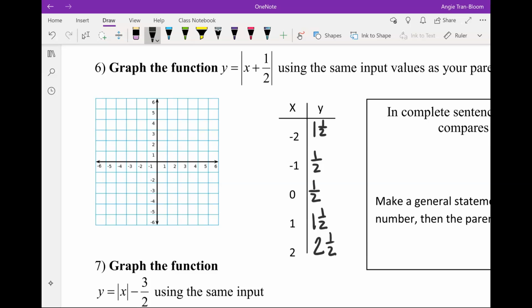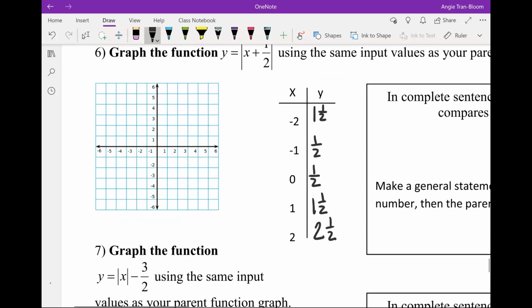Is that understood? Okay. So, are these outputs okay? Again, see this absolute value bar? It's around the entire thing. That means you add a half first and then take the absolute value. Okay, so fix your output if it's not exact. Once you have fixed it, please plot your dots.